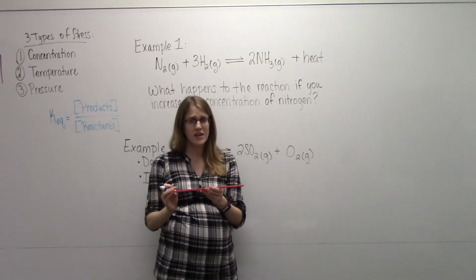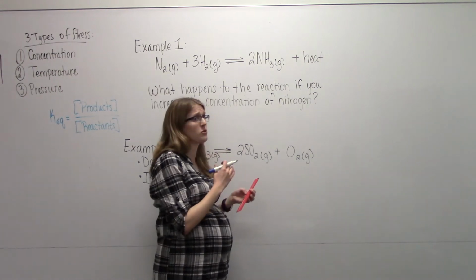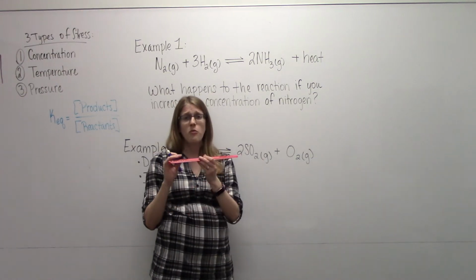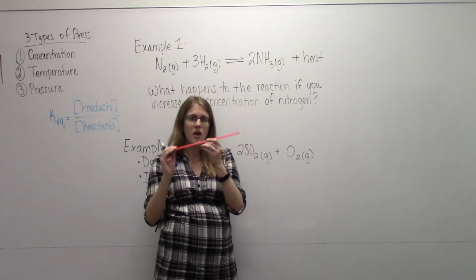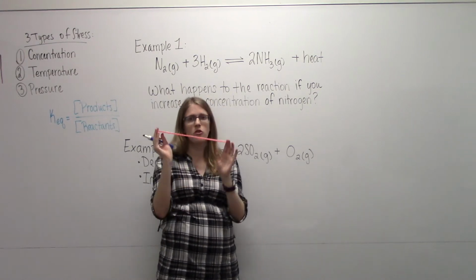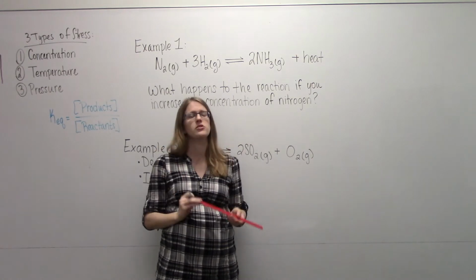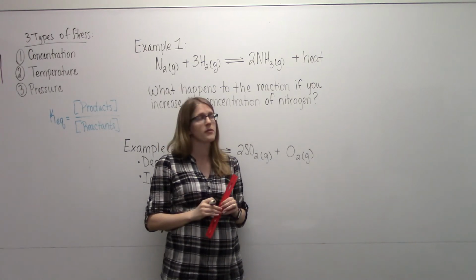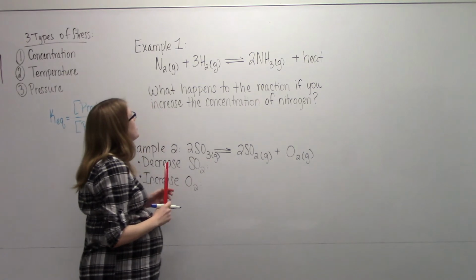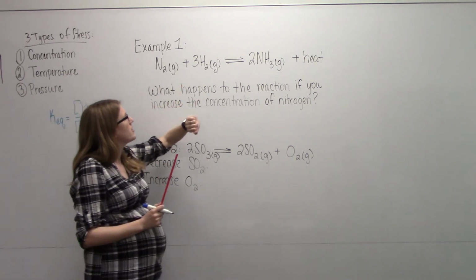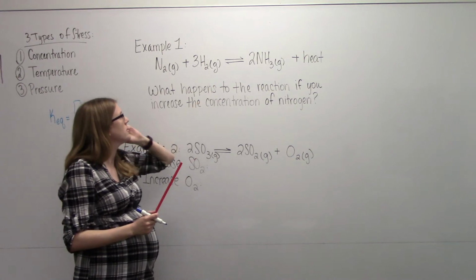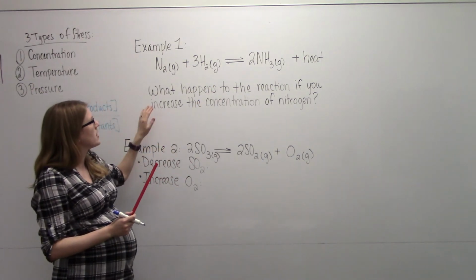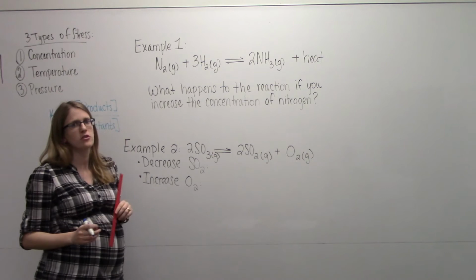Please, as you're listening, once this clicks, it's great. You'll be awesome. But I want you to actually be doing the seesaw with your pencil, or if you have a ruler, you can do it along with me. I want you to see what I'm doing so you can figure out how to do this on your own. So here's the first reaction. N2 plus 3H2 yields 2NH3. This is a reversible reaction. What happens to the reaction if you increase the concentration of nitrogen?